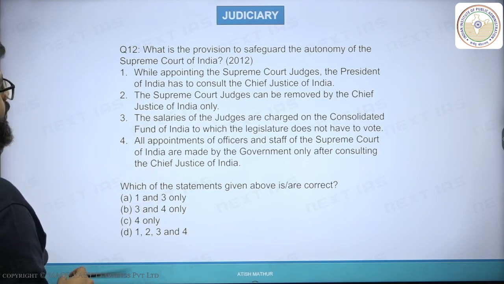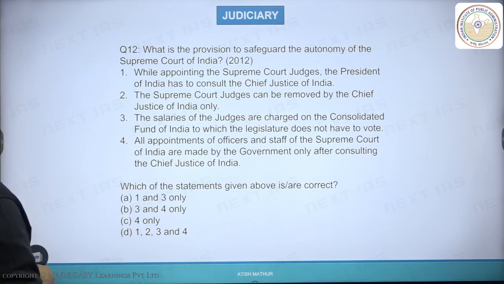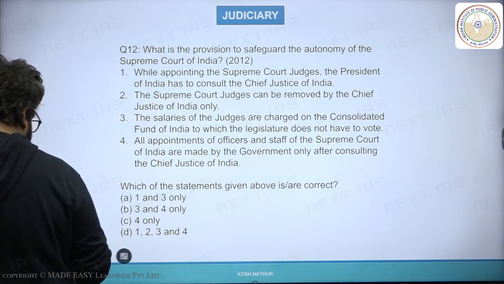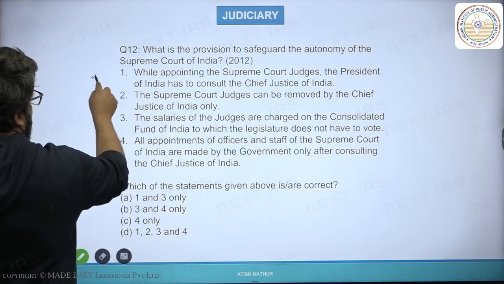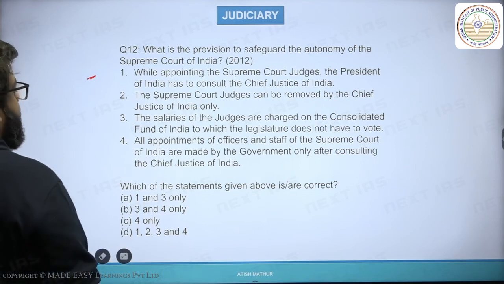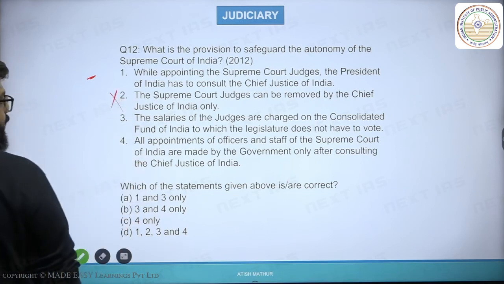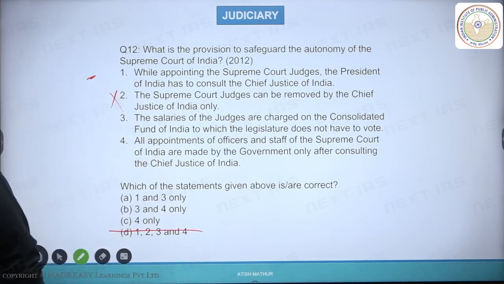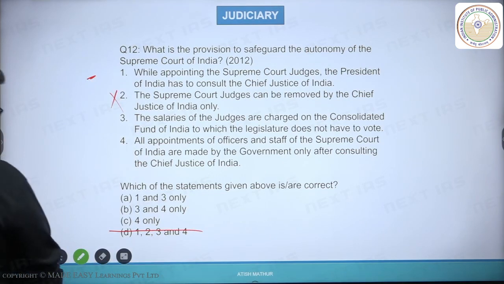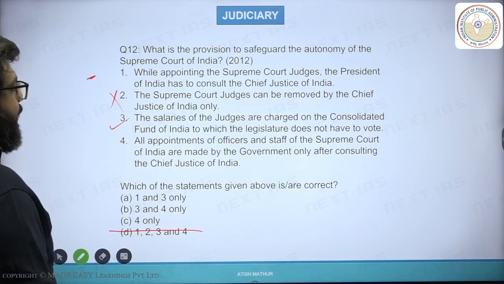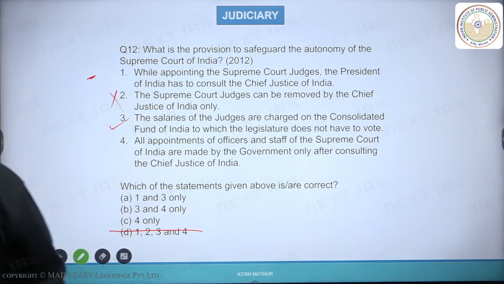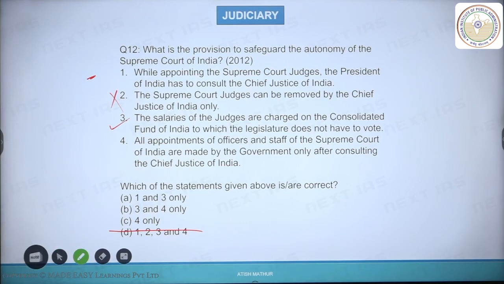While appointing the Supreme Court judges, the President has to consult the Chief Justice of India. Yes, this is correct. The Supreme Court judges can be removed by the Chief Justice of India only. No, boss. Parliament checks and balances. The salaries of the judges are charged on the Consolidated Fund of India, on which the legislature does not have to vote. Yes, boss, this is correct. All appointments of officers and staff to the Supreme Court are made by the government only after consulting the Chief Justice of India.